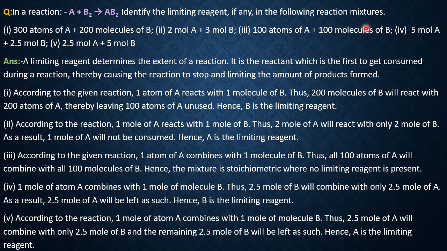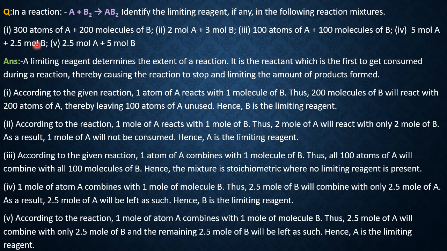Number 4, 5 mole of A and 2.5 mole of B. 1 mole of A, 1 mole of B2. Then 5 mole of A requires 5 moles of B. But it is 2.5, less here. So B is the limiting reagent. It is number 4. Please see. B is the limiting reagent.